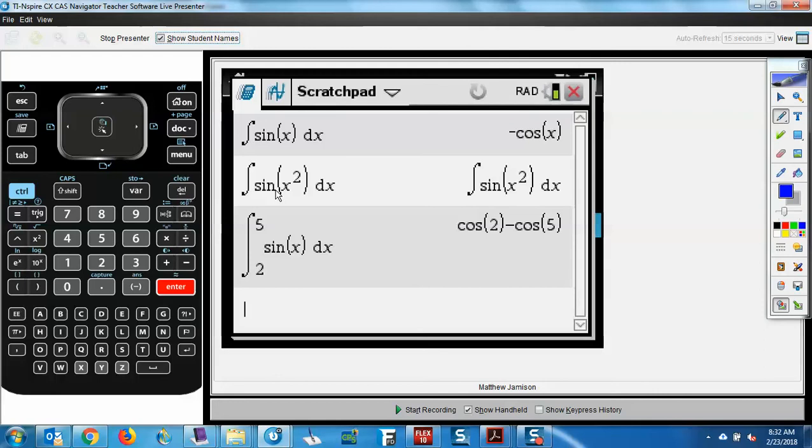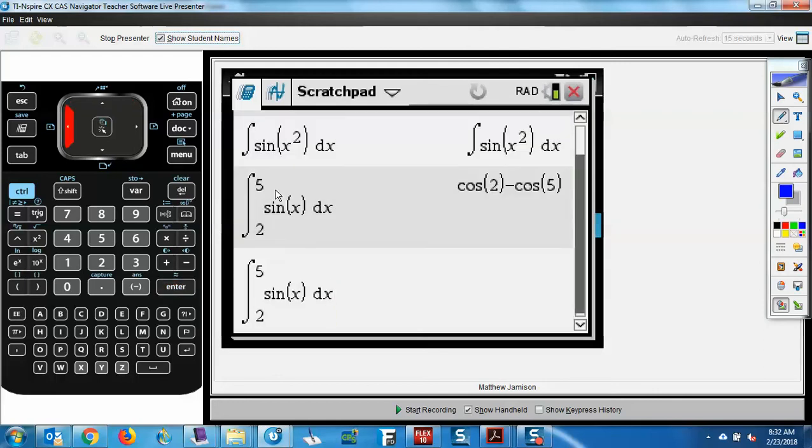So now do sine of x squared. Now go ahead and just grab that. Yeah, now change it to an x squared in there.